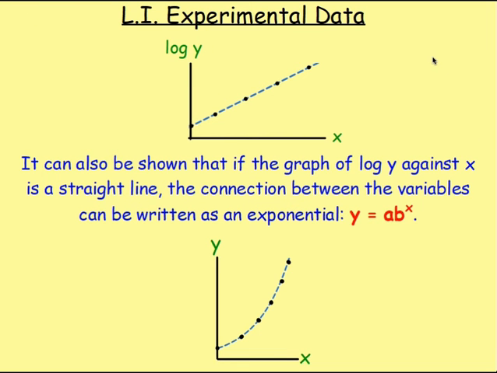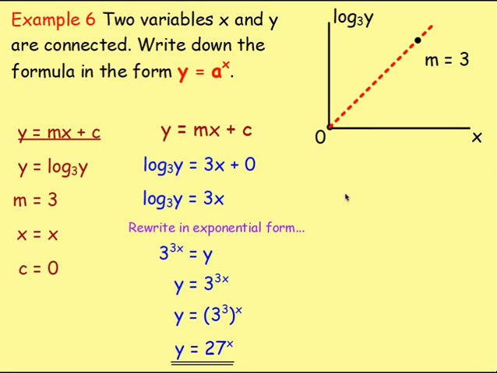Instead of log x versus log y, you could also have x versus log y. And if you do have that, it can be shown that you can write that equation in the form y equals a times b to the power of x, as an exponential, in other words. So, with this one here, we've got x versus log base 3 of y. We've got a gradient of 3 and it's passing through the point 0, 0.